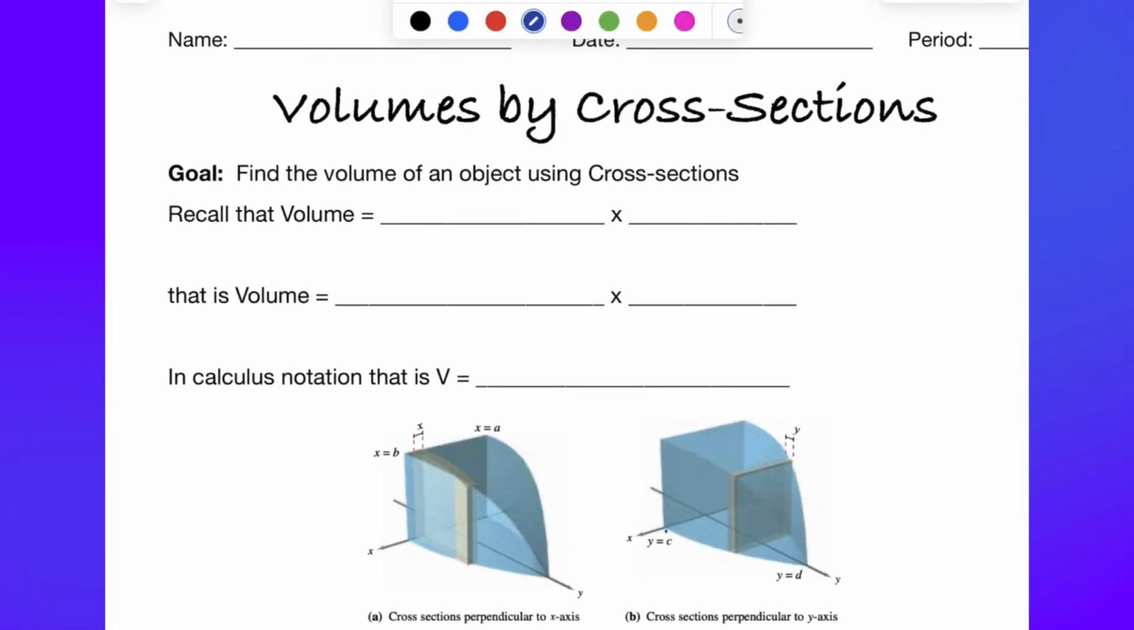Okay, today we're going to learn about finding volumes of irregularly shaped objects using a process called cross sections. Before we do this, let's remember how we found volume of 3D objects in earlier classes. The basic formula for any type of volume is to take the area of the base times the height of the object. For example, let's say we had a cylinder.